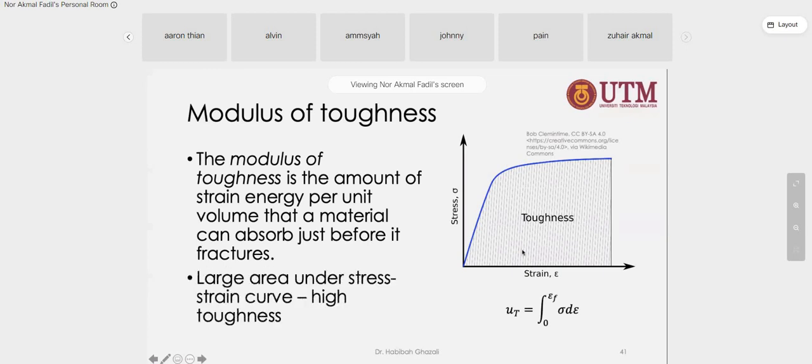Okay, so this is the equation for how you can calculate the area under the curve, starting from zero until the strain at fracture. Large area under the curve means high toughness.